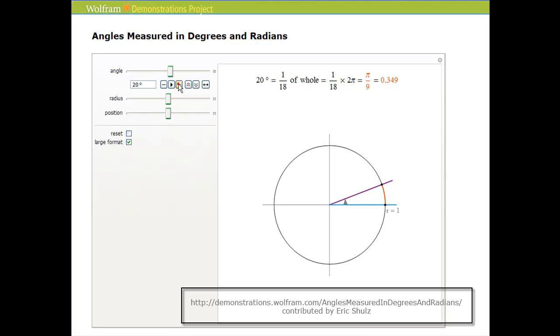And as we slowly increase the angle again, you can see the fraction of the whole revolution that it represents, as we also see the measure in degrees. Once we reach 90 degrees, or a right angle, we can see that's 1/4 of a whole revolution, or pi over 2 radians. This is also called a quadrantal angle because the terminal side of the angle lies on one of the axes.